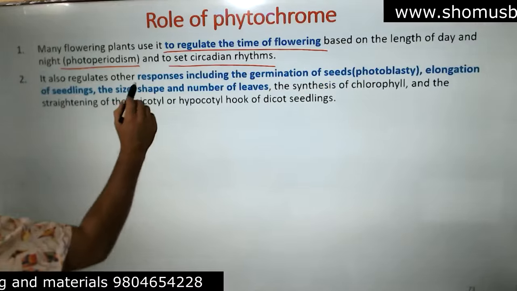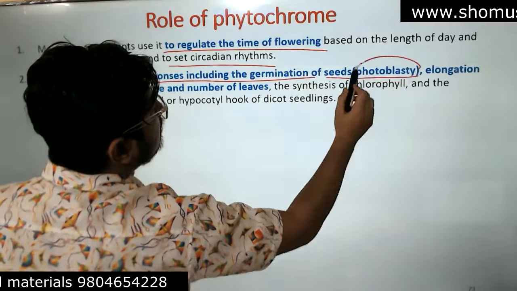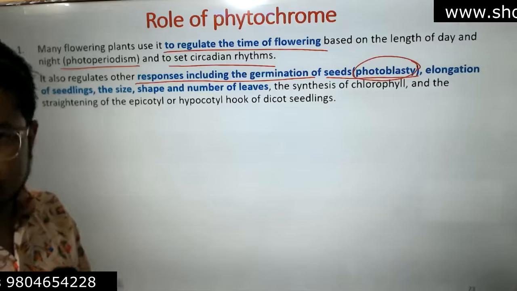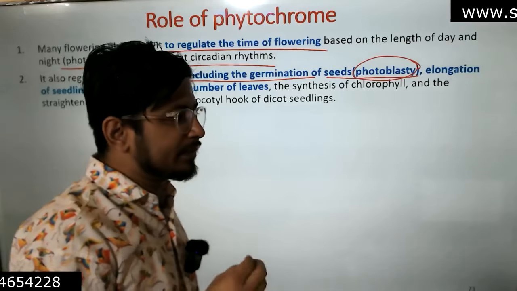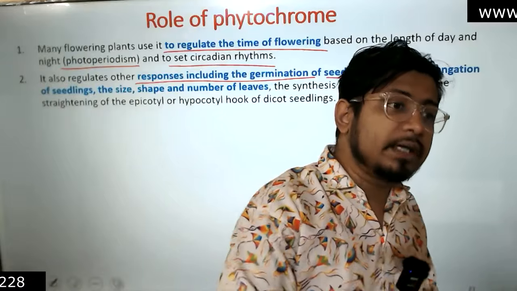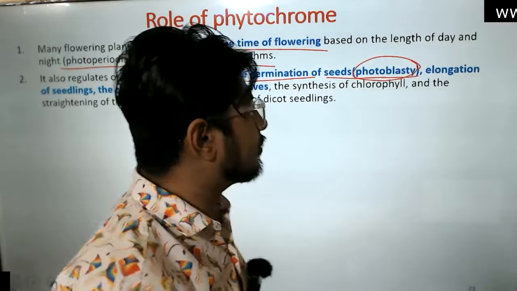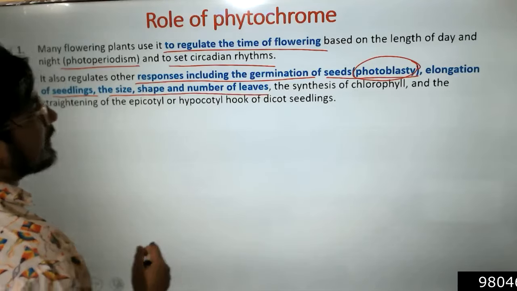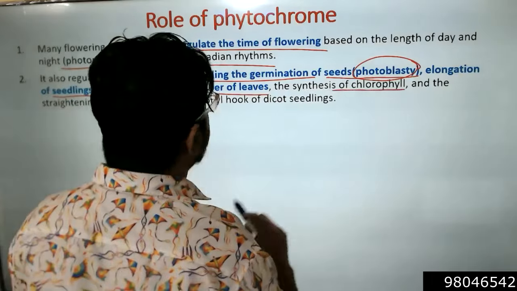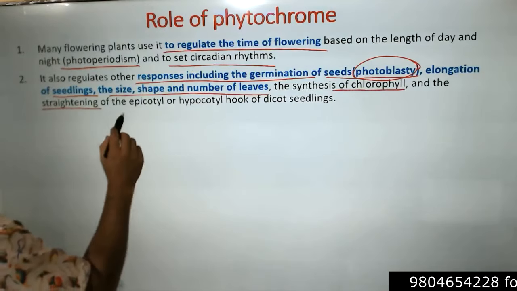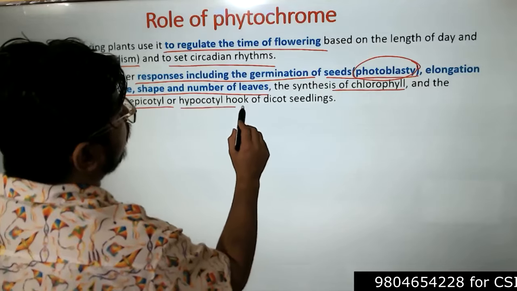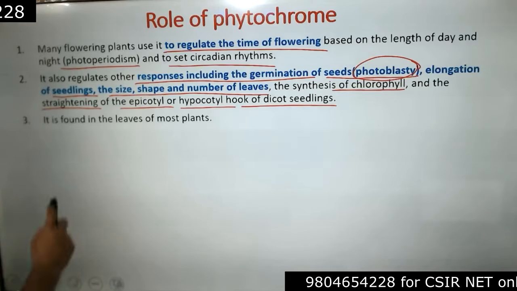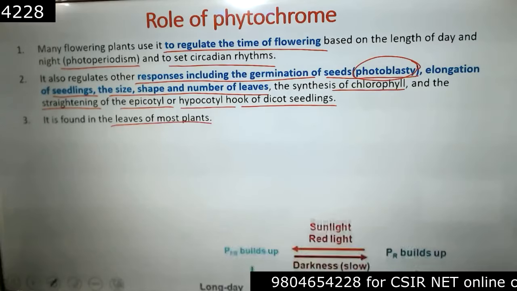It also regulates responses, including the germination of seeds, known as photoblasty. Germination of seed in presence of sunlight only. Remember, in the last to last lecture we saw how exactly the presence of light and water both are necessary for the seed to germinate. Elongation of seedlings, size and shape and number of leaves that are present, the synthesis of chlorophyll also depends on light, and the straightening of the epicotyl or hypocotyl hook of dicot seedlings, all are controlled by the presence of phytochrome. It is found in the leaves of most plants.